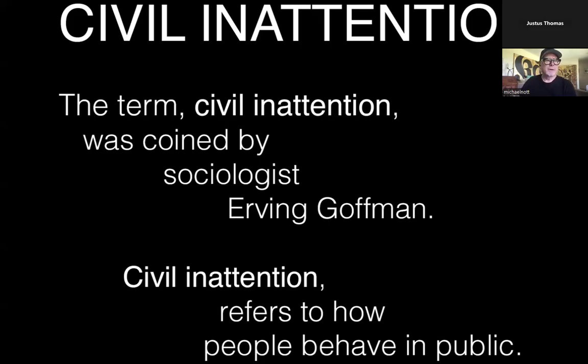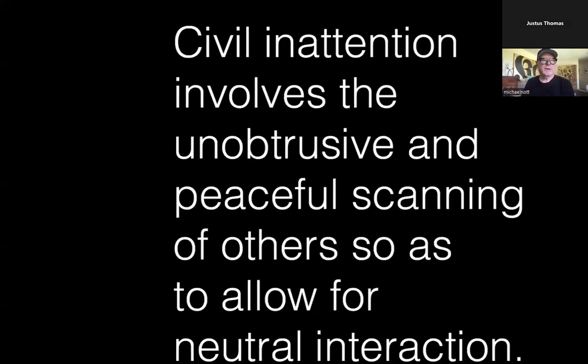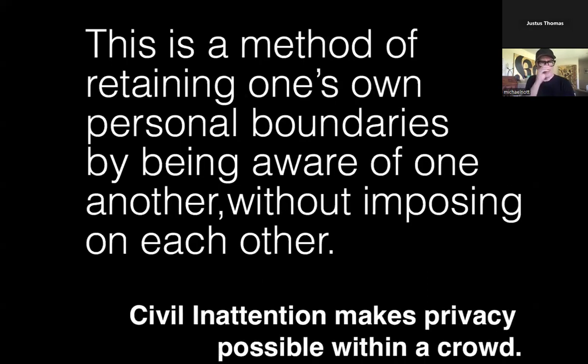So civil inattention involves the unobtrusive and peaceful scanning of others so as to allow for neutral interaction. This is a method of retaining one's personal boundaries and being aware of one another without imposing on each other. Civil inattention makes privacy possible within a crowd. So that's some of the basis of his theory on public behavior.